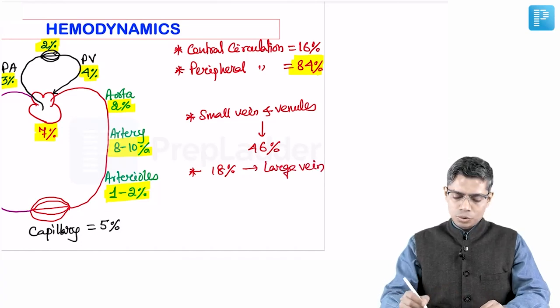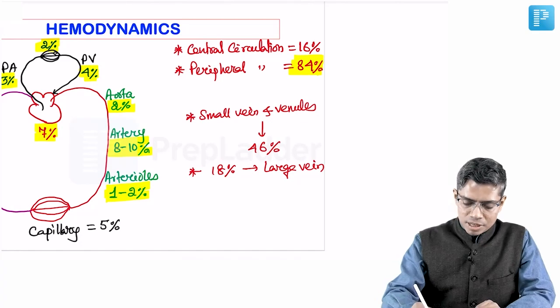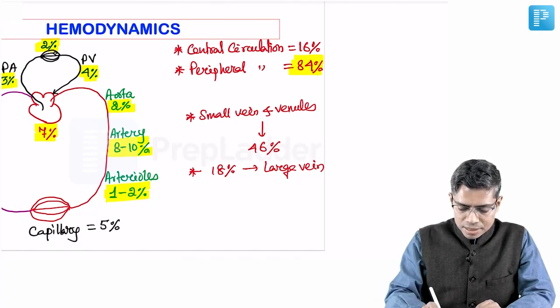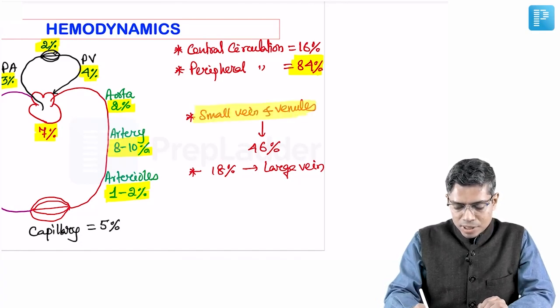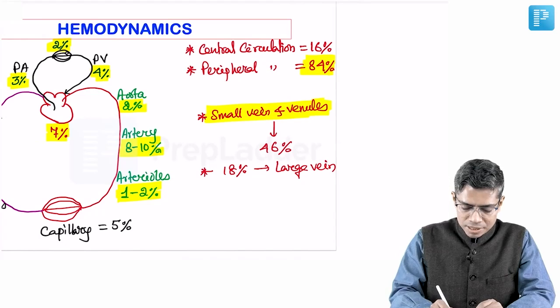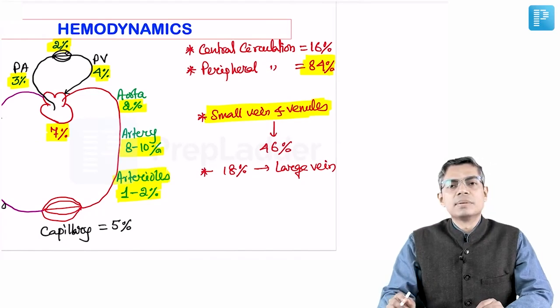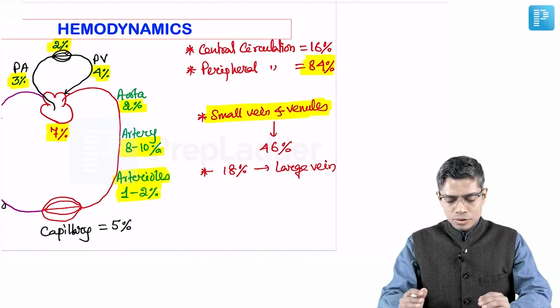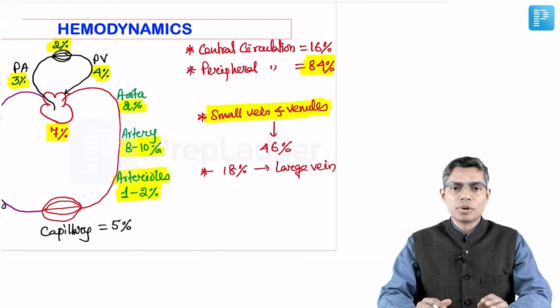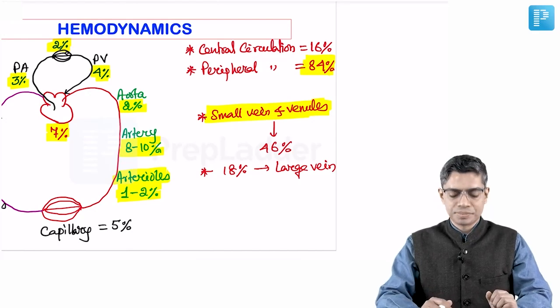Getting my point? So the maximum percentage of blood volume is present in the small veins and venules, and the minimum percentage of blood volume is present at the level of arterioles, right? So this is the distribution of blood volume in different parts of circulation, right?